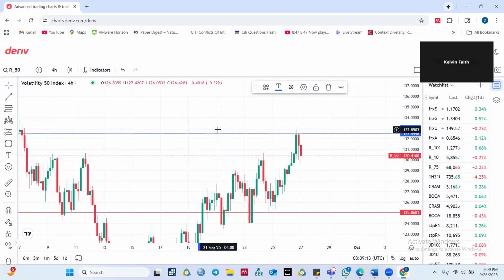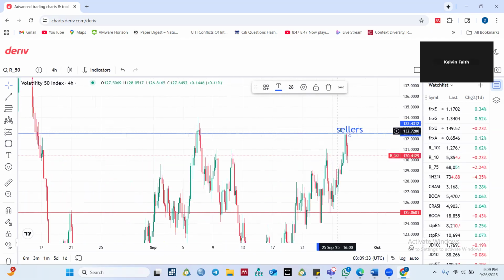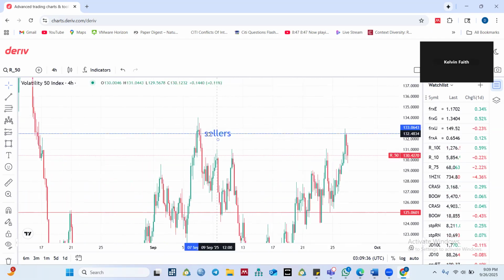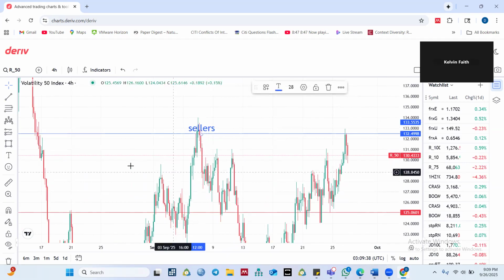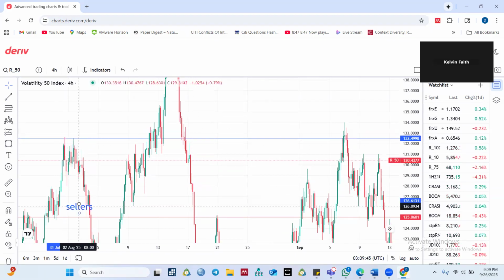Sellers are on top of the blue line. Put it this way: at the top of the blue line, we have sellers. So sellers are sitting on top of the blue line. Anytime price comes to the blue line, sellers push it down. Sellers here, they push price down. Here, they push price down.